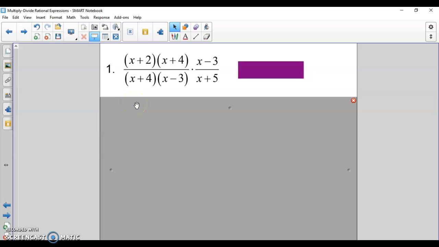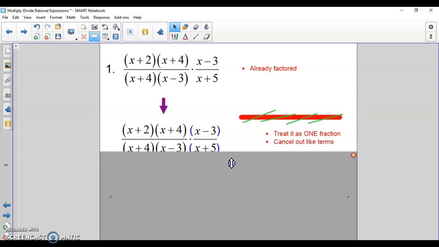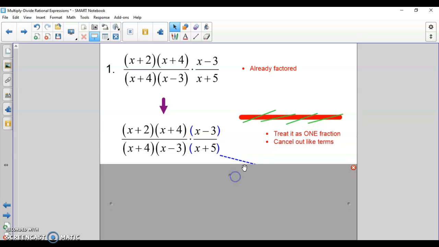First example. Start off with something fairly basic. Made note here, it's already factored. Alright, don't need to factor. So it's already factored, we're good to go. Move on. We're going to treat it as one fraction. I don't need to see it as one fraction, we're just going to treat it as one fraction. That's why I put that big old fraction bar just through the entire thing.